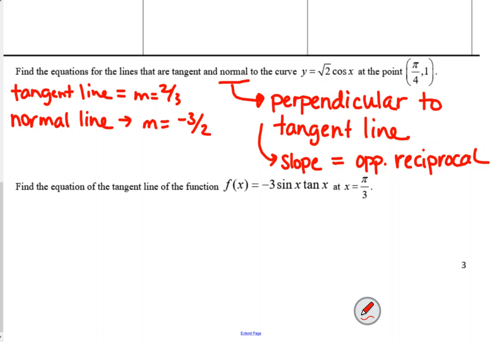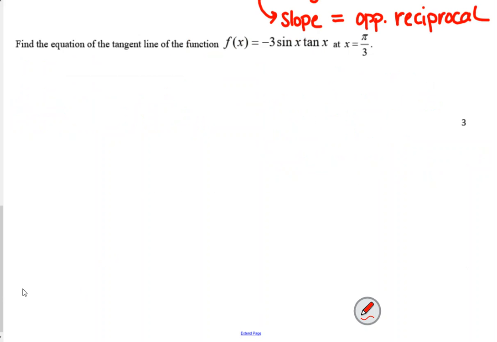I think you actually run into a question that talks about a normal line, and it does say what it is in one of the homework problems. This is a little bit of an easier problem though, so let's do this one. Fine, let's just do the tangent line of this function at x equals pi/3.